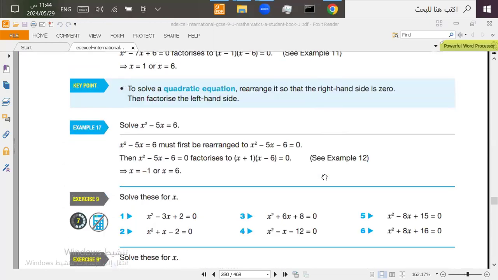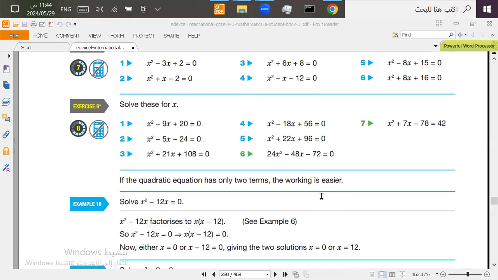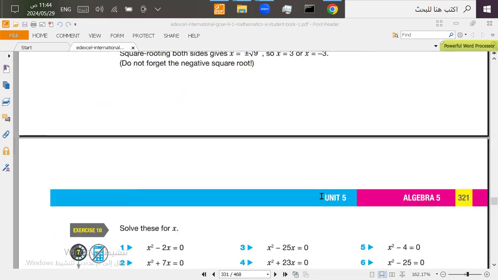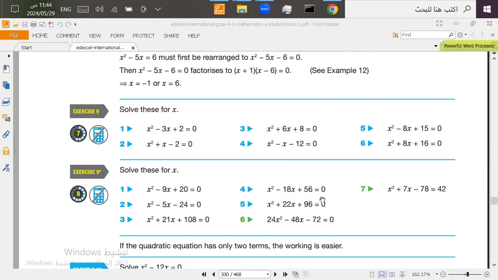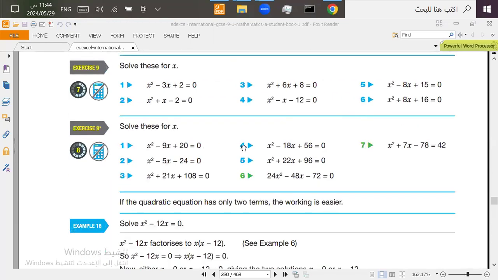Now, this is the idea here. For these, you're going to factorize and then solve. You're going to follow the same idea, factorize and solve. So in the next video, we're going to factorize and solve these questions.